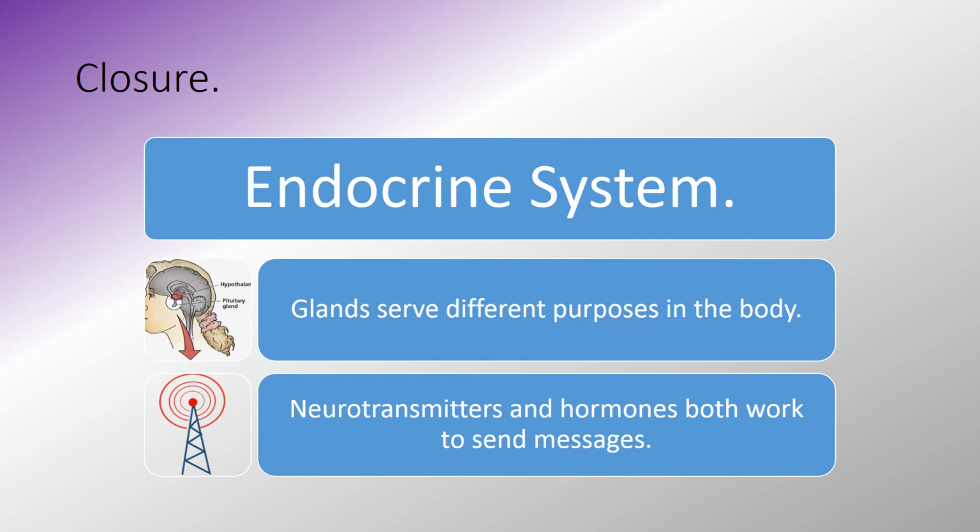All right, so wrapping up here, for our closure, glands serve different purposes in the body. The pituitary gland, we talked about the thyroid gland, the adrenal glands, the sex glands, and then also neurotransmitters and hormones both work to send messages, just how they send those messages can be different.